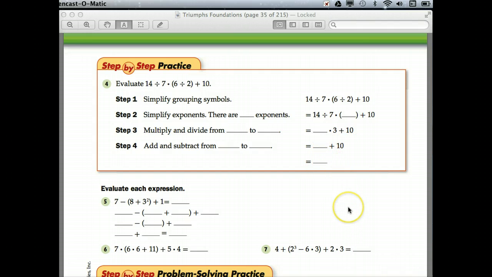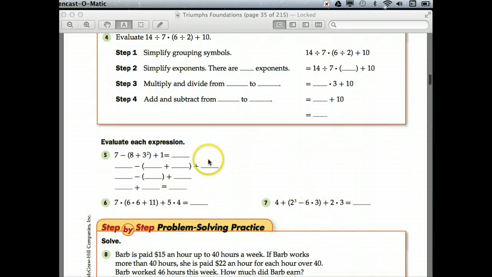Awesome. So now I want you to pause the video and evaluate expressions in 5, 6, and 7. Then we'll come back together and we'll work the next step by step.